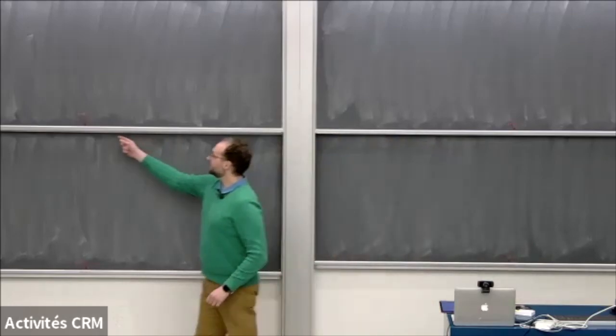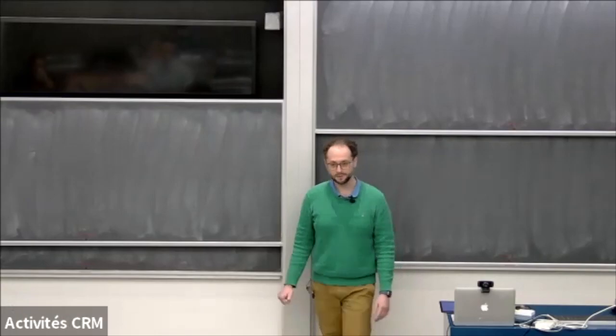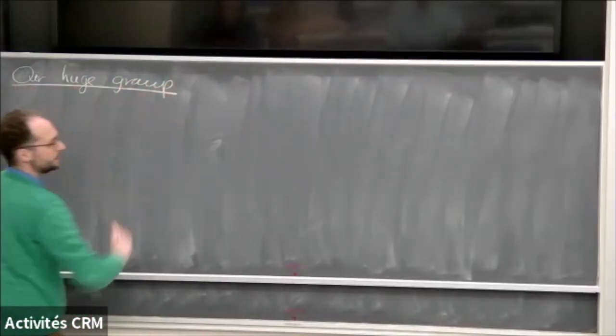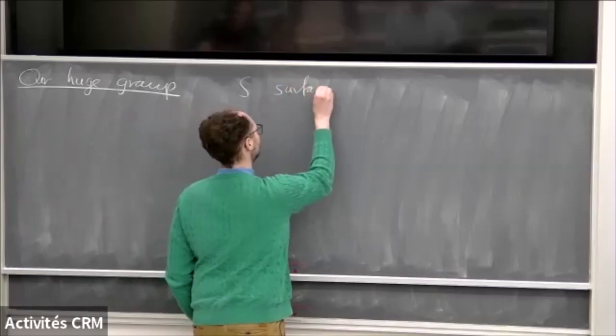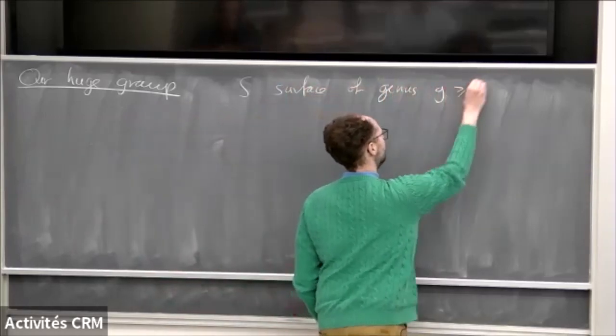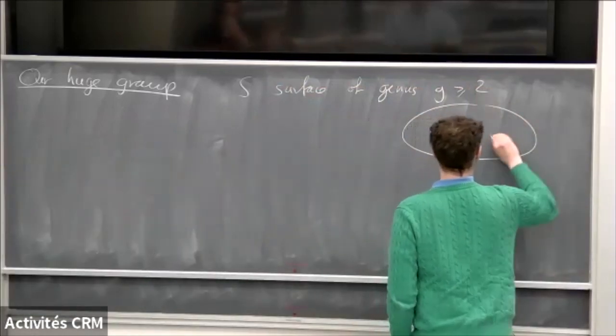Okay, so this is a workshop on huge groups. So let me start by introducing our huge group. This is the main player that we will be discussing this week. And for this, I'm going to take S, a surface. That's not a group, but hey, of genus g at least 2. So here's my surface. Sort of a topologist, so I need to draw this.